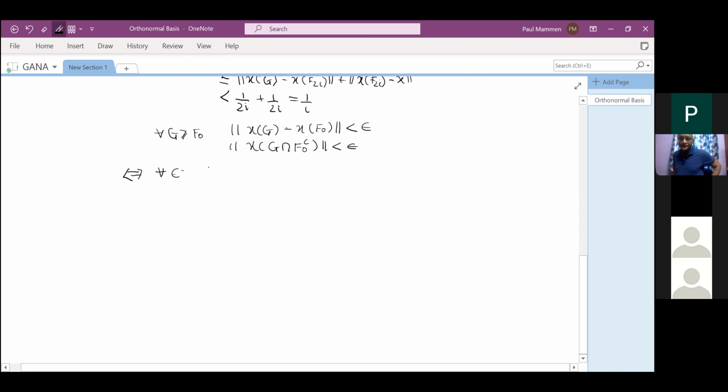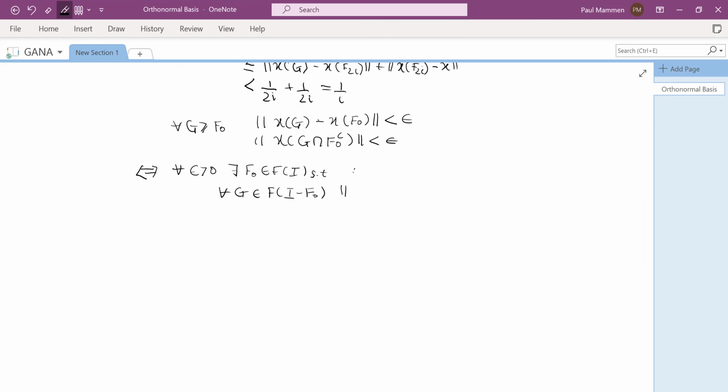And so I can have another condition that the limit exists if and only if for all epsilon greater than 0, there exists f naught belonging to F of I, such that for all g belonging to F of I minus f naught. Now I minus f naught is basically finite sets that are disjoint from f naught. This should be less than epsilon, and this is the condition that we are going to be using for the lemma.